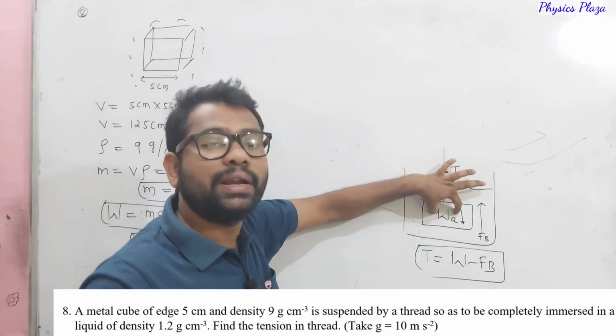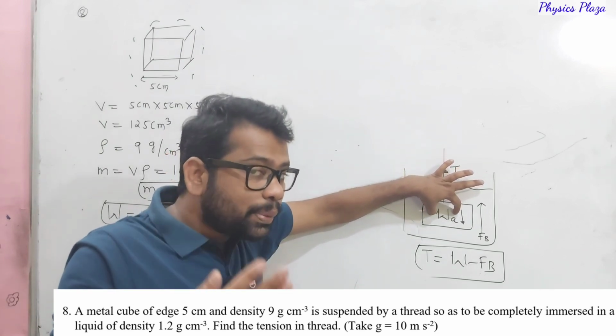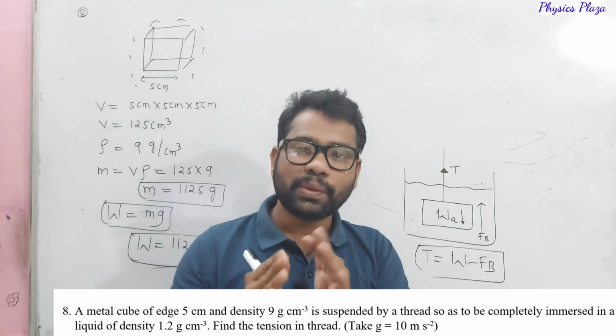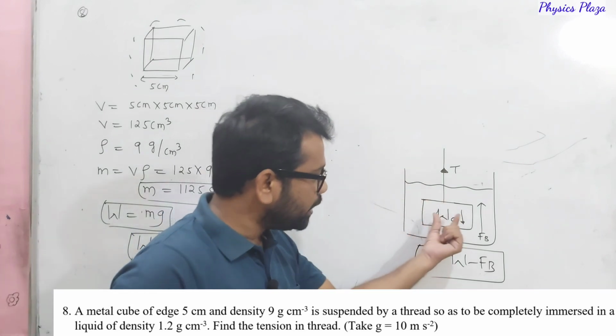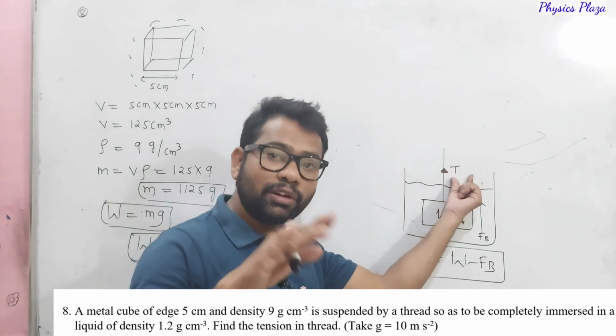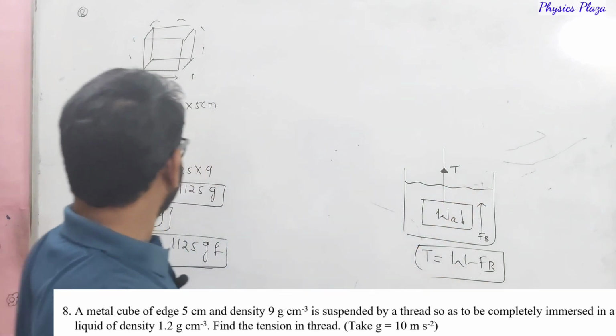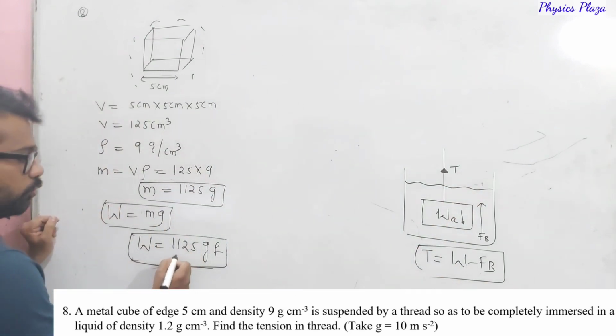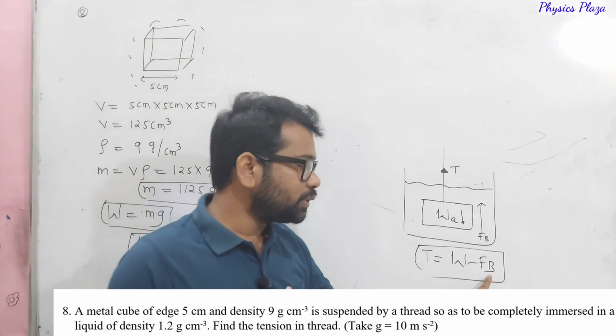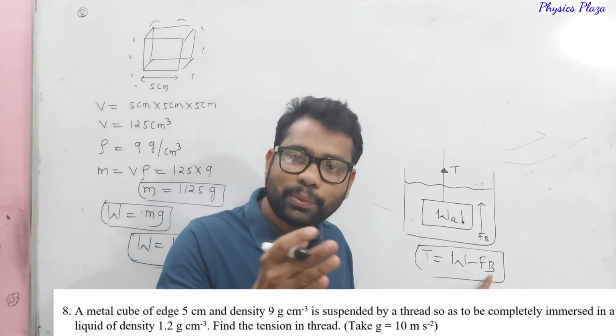Try to understand. Tension is equal to the apparent weight. So how to calculate apparent weight here? True weight minus buoyant force. So that apparent weight will be the tension developed in the string. Here W is equal to what? Already W value is given, 1125. We just need to calculate the upthrust, then we will get the tension developed in the string.